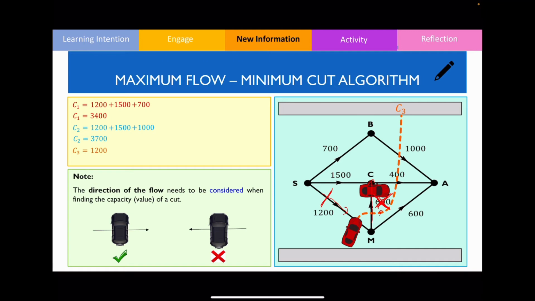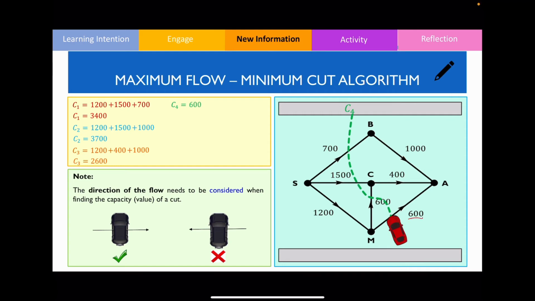Let's continue our journey. If the car is now in this position, notice that the flow is moving from left to right, so I include the values 400 and 1000, as you can see here. To find the total capacity, I just add up these values, and therefore the capacity of cut 3 is equal to 2600.